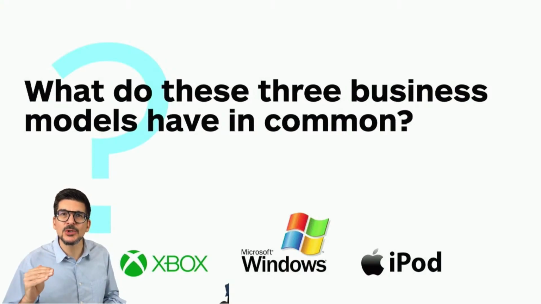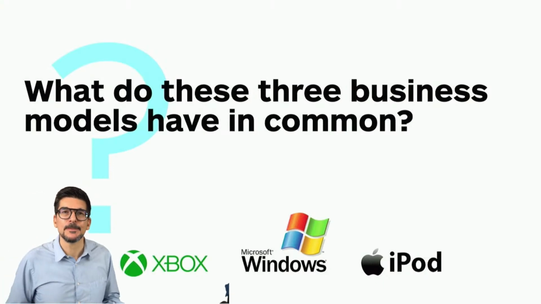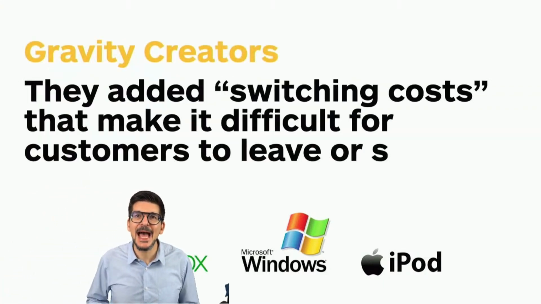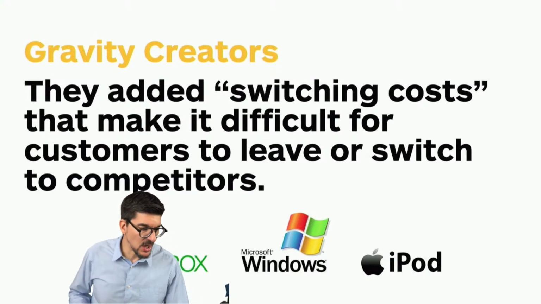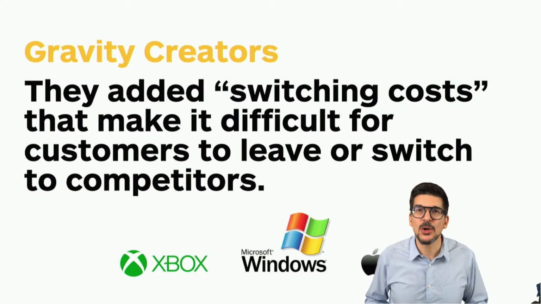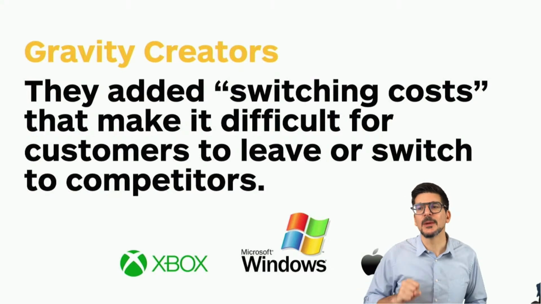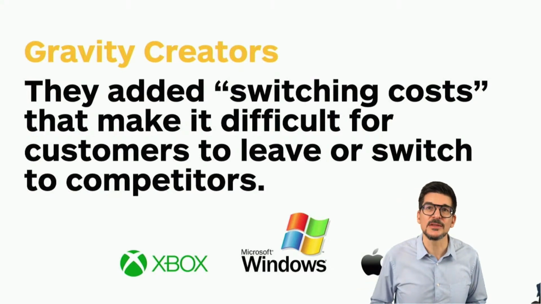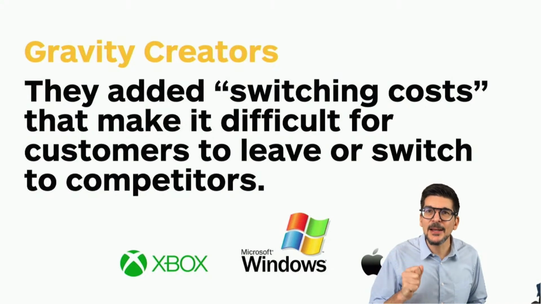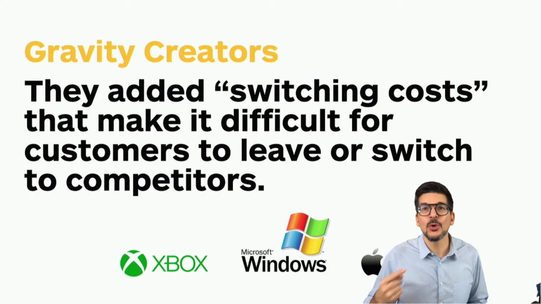Because what we're now going to do is focus not on products, we're going to focus on the business model. And what they all have in common is that they added switching costs to their business model. They make it difficult for their customers to leave them. That's what we call switching costs. They make it difficult for the customer to switch. And that means you lock in the customer and you can earn more money.